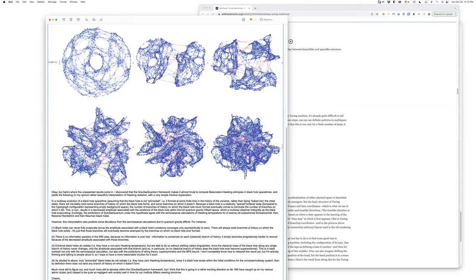And so what that means is that if you were a purely quantum observer who had no notion of geometry, you would see Hawking radiation as just literally a decoherence of the black hole. So the probability of its observation just goes down.